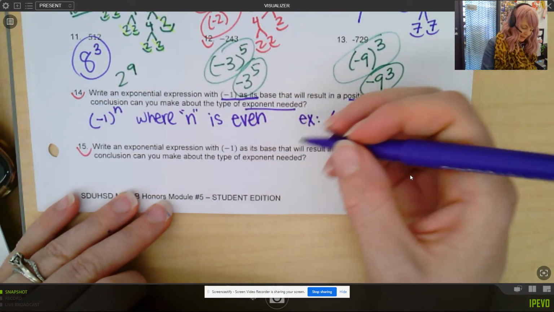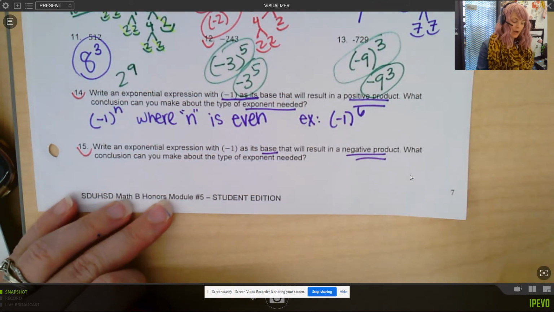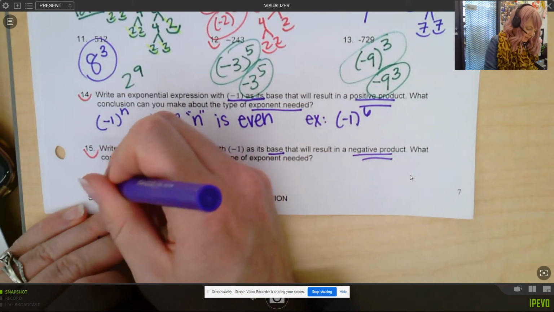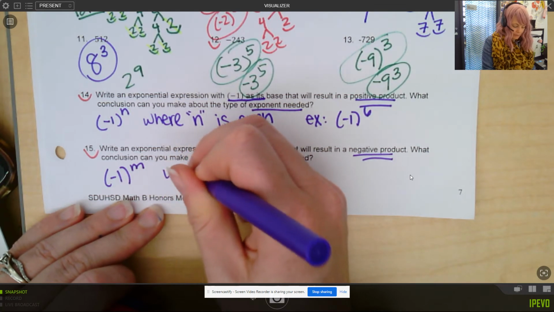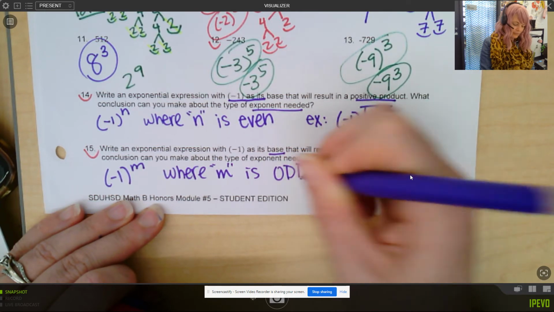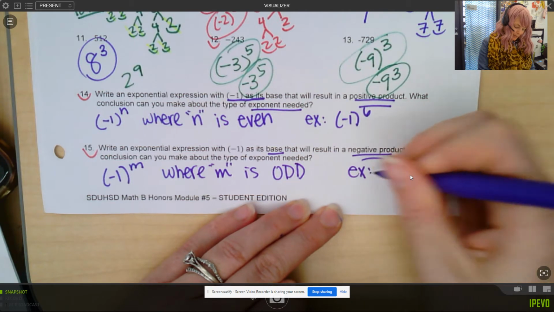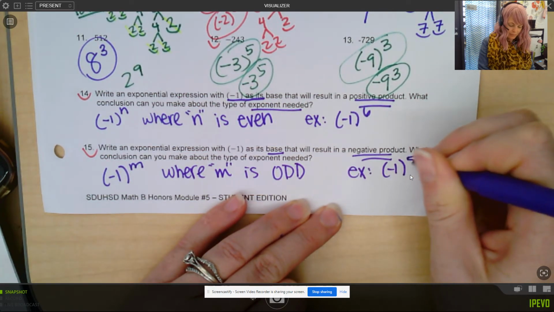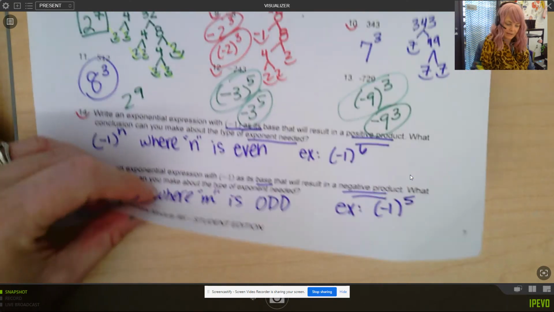But if you want to write an exponential -1 as the base and result in a negative product, what conclusion can you make about the exponent? So this is -1 to the m power, we'll say. Want to use a different variable where m is odd. Not odd like weird, odd like not divisible by 2 evenly. Example, -1 to the 5th power, or the 3rd power, or the 9th power. We're always going to have that extra negative that didn't pair up to make a positive.